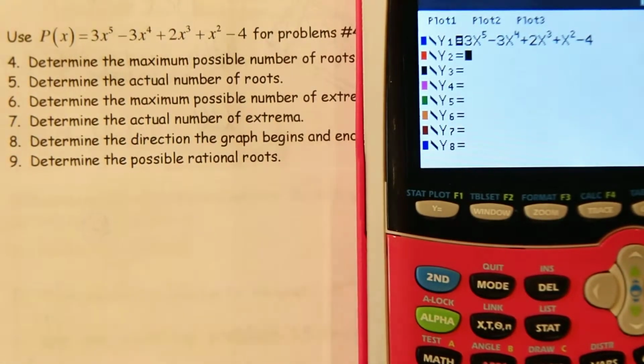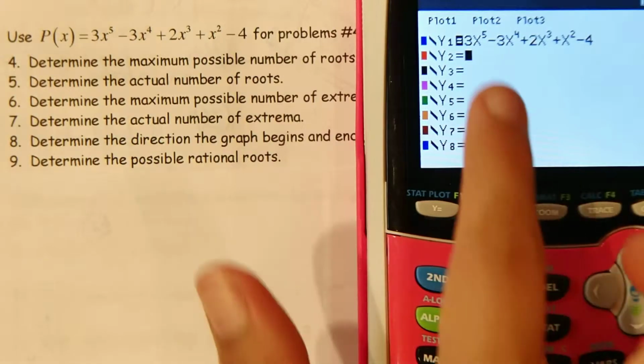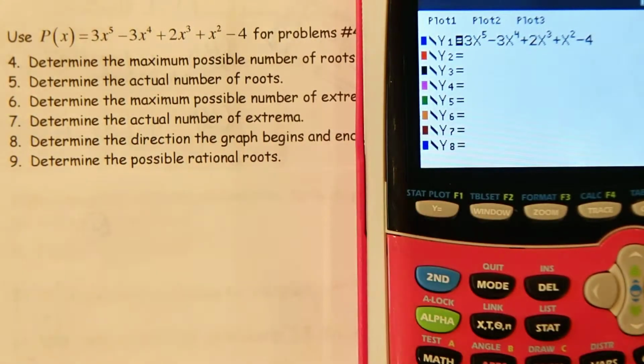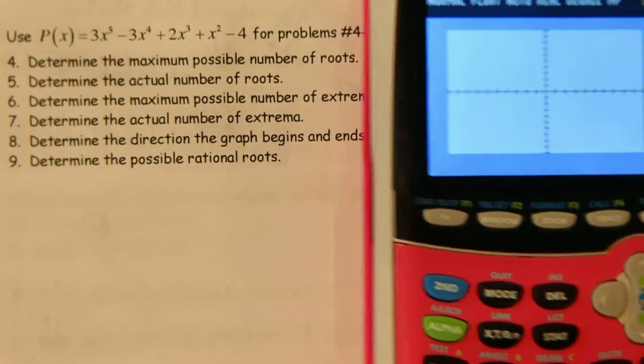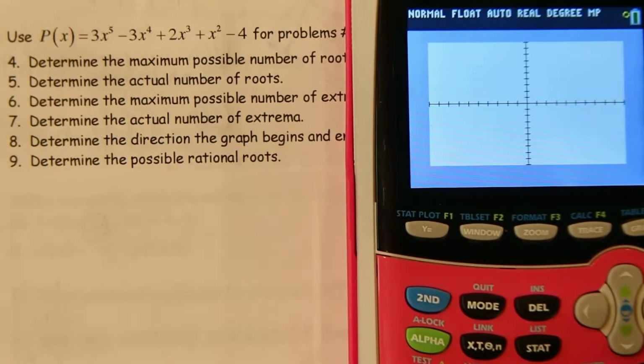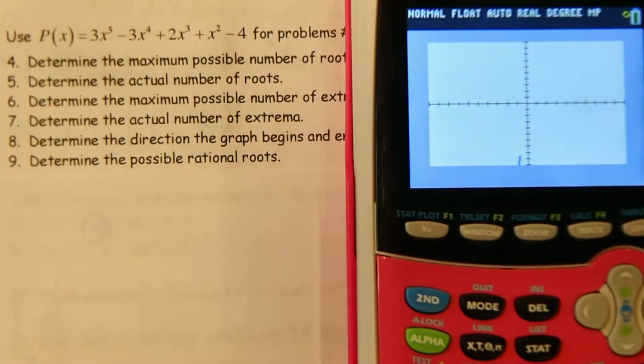All right, we're looking at numbers 4 through 9 here, and I've already put the function into the graph, so we're going to take a look at this graph. Leave it on the screen here. It's working. All right, so first of all, we're going to determine the maximum possible number of roots.